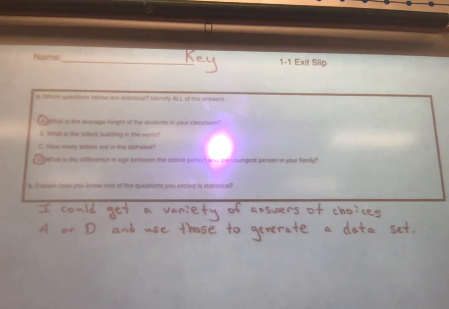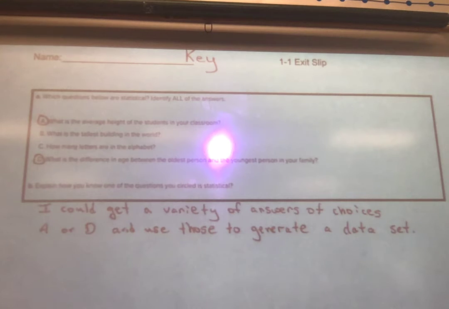My goal here for question A is it says which questions below are statistical, and identify all of the answers. I know a statistical question, we learned, is a question where I can generate data, where I can get a variety of answers, not just one, so I can look at a data set to get information from it. So in this case, on letter A, what is the average height of the students in your classroom? I could talk to a bunch of different teachers and ask them this question and I'd get a lot of different answers because kids would be different heights and different grade levels, or even if it's in the same grade level.